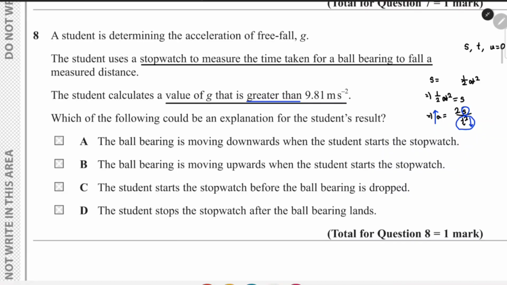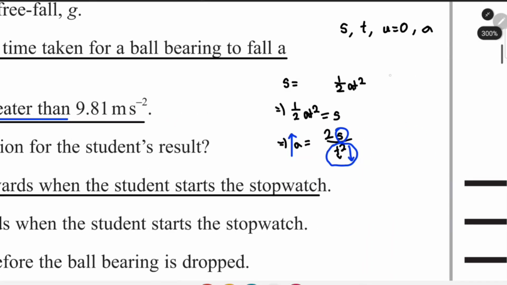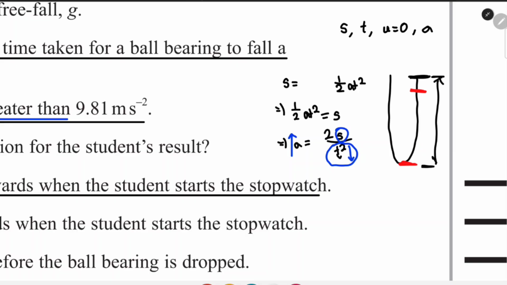So now in option A, we are told that the ball bearing is moving downwards when the student starts the stopwatch. If that's the case, we have started our timer after when we should have. So we should have started our timer when the ball was here, but we accidentally started over here. So we measured this time instead of this time. So this is what we should have measured, the black one, and the red one is what we measured.